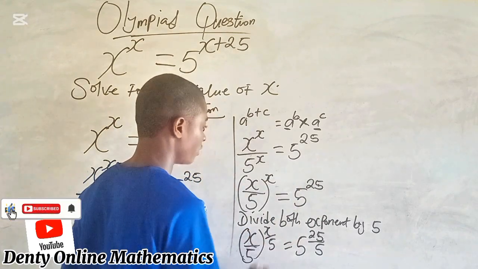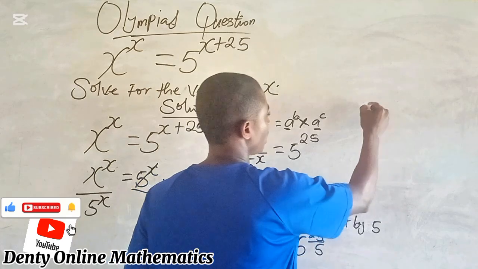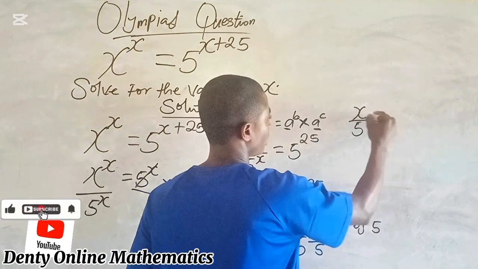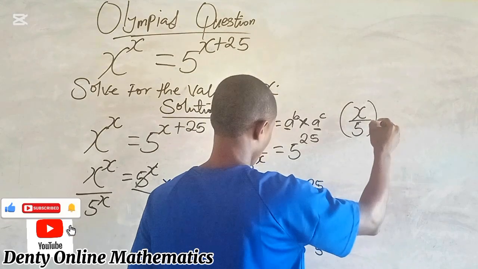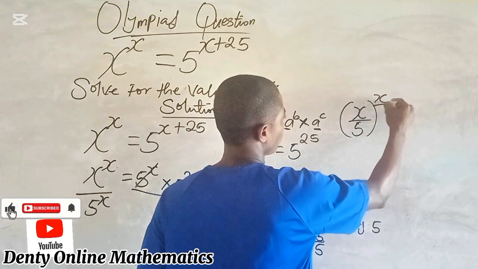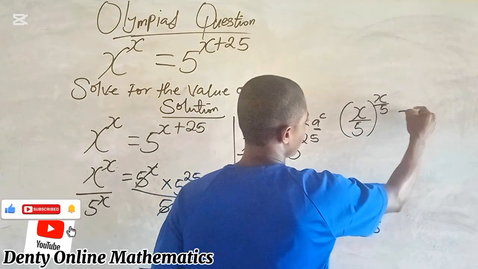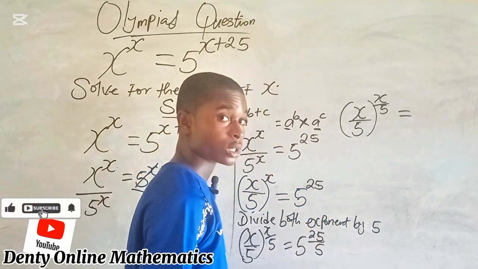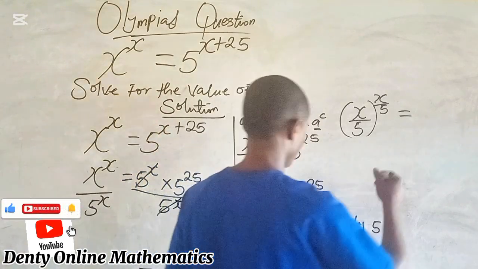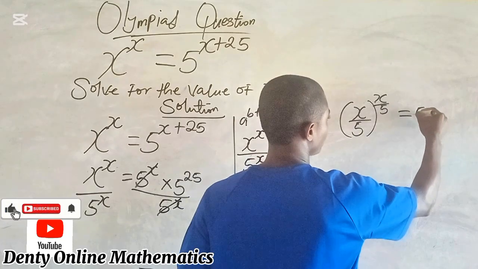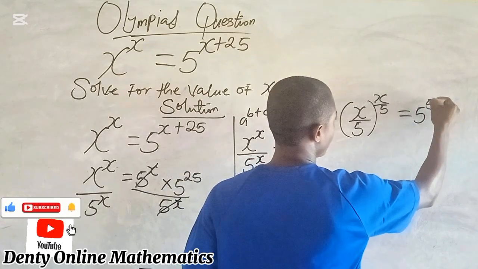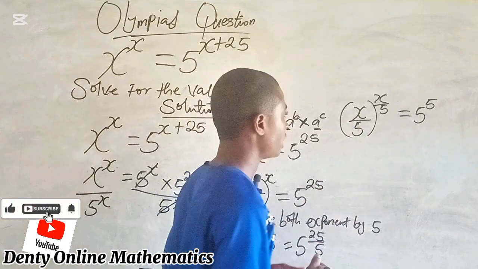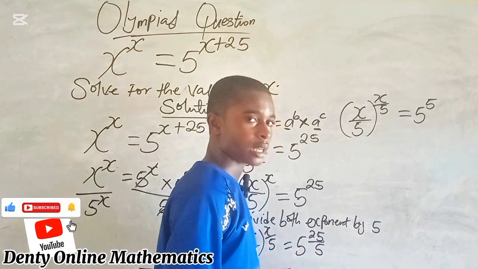Now what I have is x over 5 raised to the power of x over 5 is equal to, now 25 divided by 5 is what? 5. So this is the same thing as 5 raised to the power of 5, because 25 divided by 5 is 5. Now let's observe.